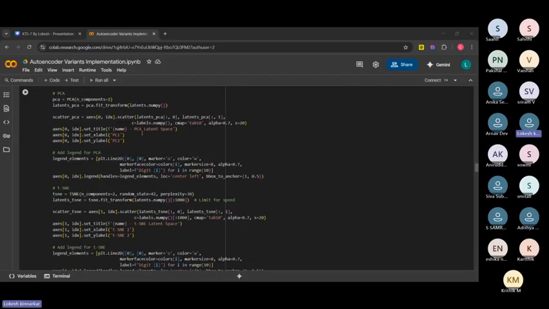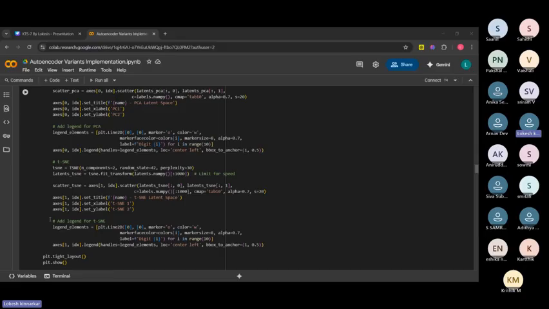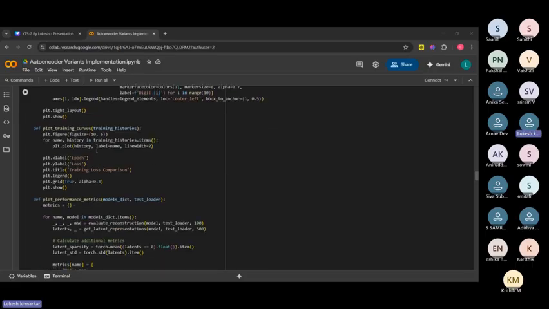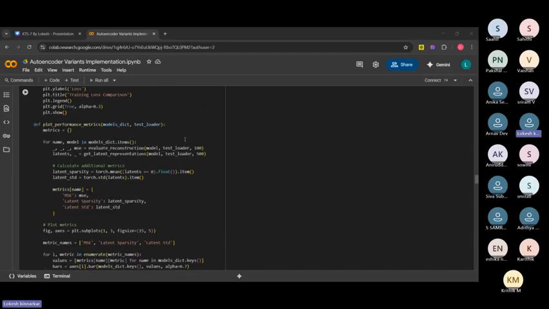Then I have implemented a PCA here and a TSNE method here. We know that PCA just captures the linear relationships, so it won't be that useful to draw visualizations. So I use TSNE, which is much better for non-linearity. Then I have also plotted the training curves, which essentially tell you how the loss is decreasing with respect to each training curve. And these are certain metrics which we would be using. That is, we would be plotting the bar graphs for the mean squared error, for the latent sparsity, which I will discuss, what this latent sparsity is, and the latent standard deviation. So these three metrics we would be using for analysis purposes.